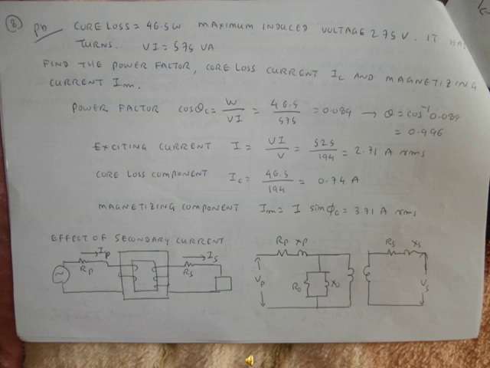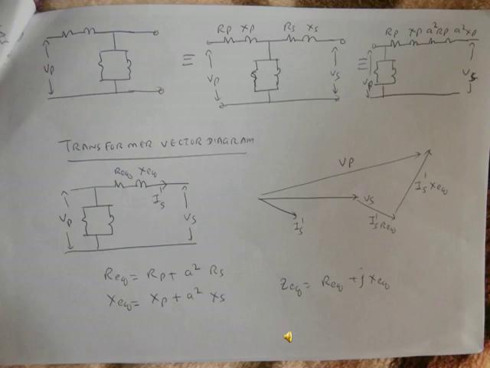Then based on this equivalent diagram, separated into the primary portion and the secondary portion, the two portions can be combined. So we combine the two portions in the diagram. You can see RP and XP, the secondary resistor RS and XS, and the middle one with the magnetizing component, the input voltage VP and the output voltage VS. RS and XS are located at the secondary side, so we shift RS and XS to the primary. Therefore, they can be converted to RP plus a squared RS, and XP plus a squared XS. So this is the total equivalent system.